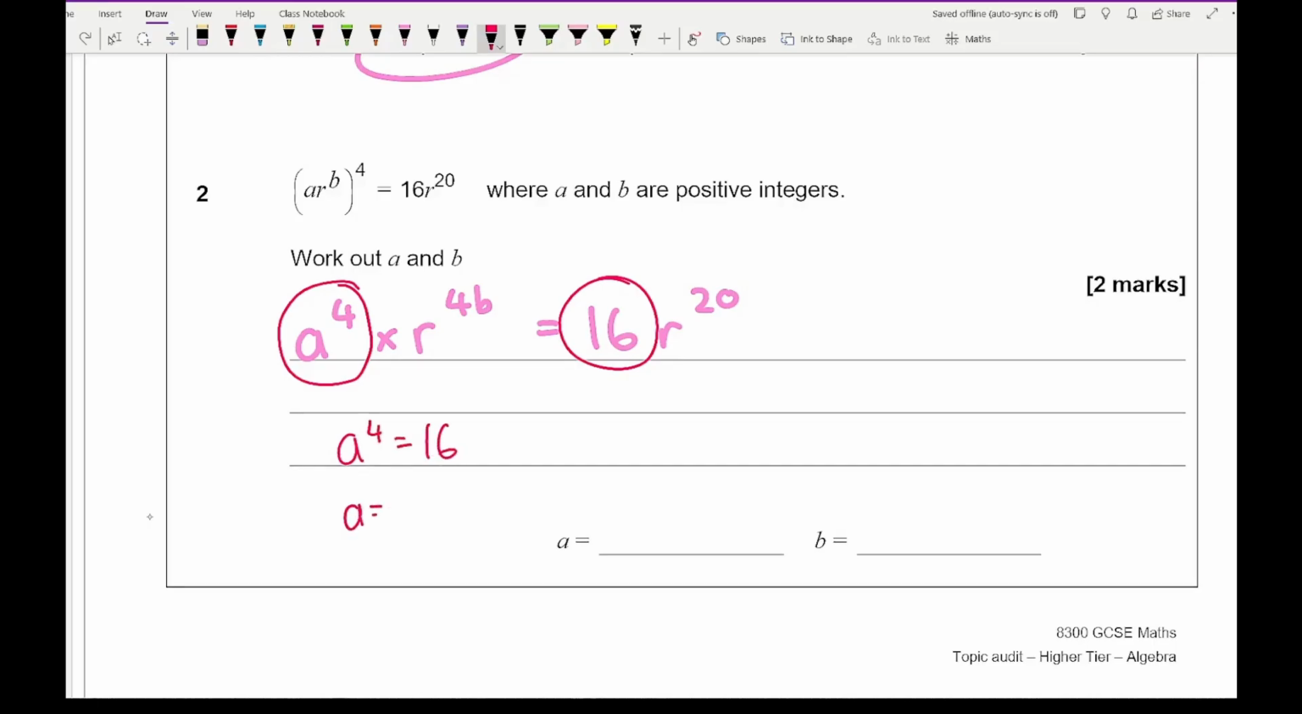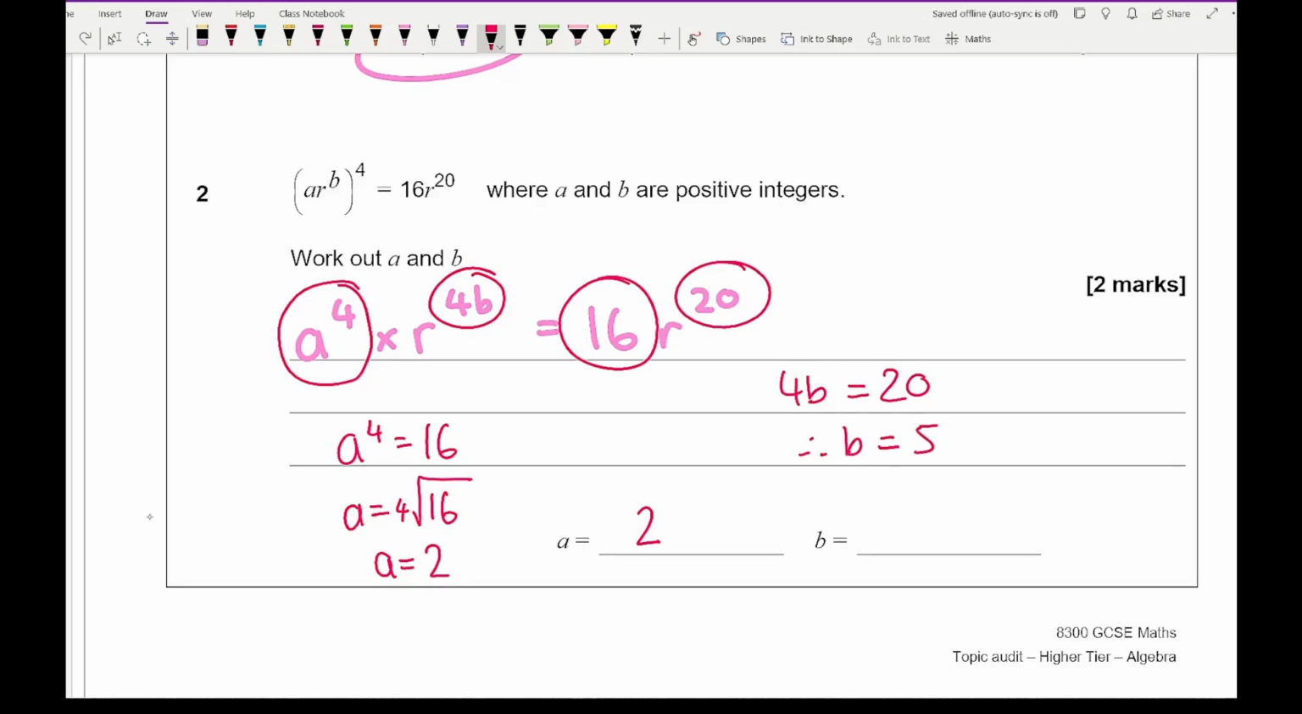So a equals the fourth root of 16. Now remember, that's fourth root, not the 4 like thirds. So then that gives me an answer of 2. So a equals 2. And if 4b equals 20, then that means that b is going to equal 5.